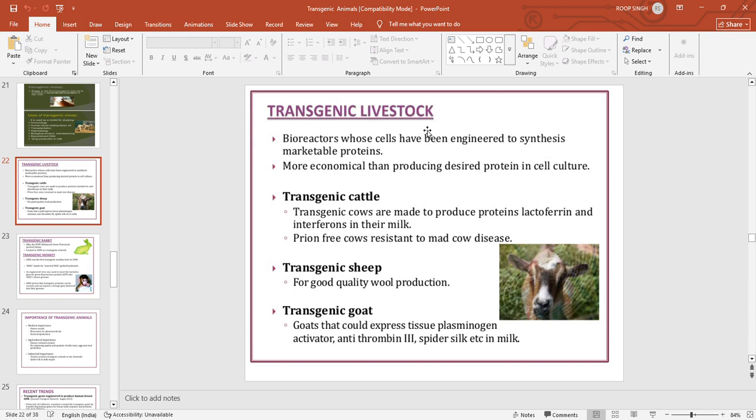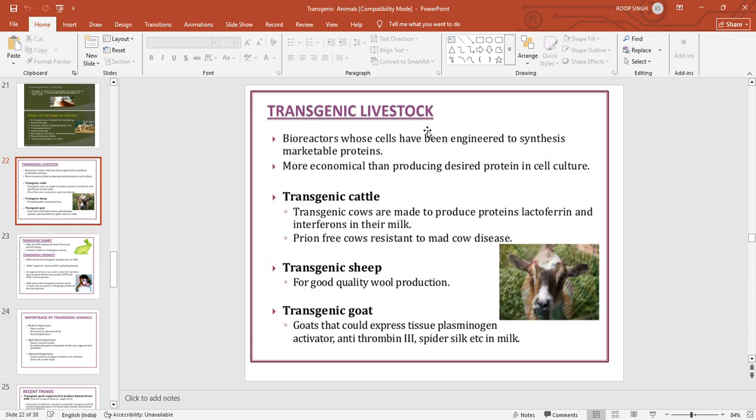Transgenic cows are made to produce the proteins lactoferrin and interferon in their milk. So once you make these transgenic cows, one can get the recombinant protein from their milk easily. You don't have to sacrifice animals. You can just collect the milk and purify the protein through downstream processing. So lactoferrin and interferon have already been produced in their milk. One can also create prion-free transgenic cattle which are resistant to mad cow disease. So that also can be created.